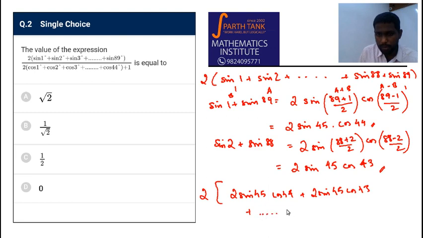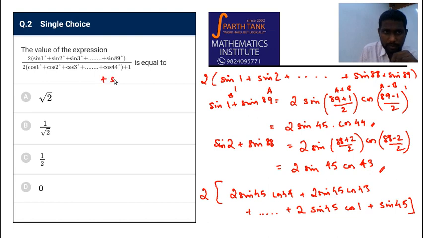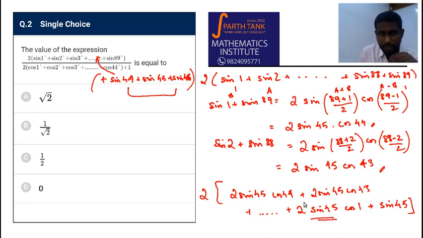Then you can go on till you get 2 sine 45 cos 1, that will be 44 and 46, and the next term will be just the 1 sine 45 that is left. Here in between, the middlemost terms will be sine 44, sine 45 and sine 46. 44 and 46 you combine, you will get this term, and this sine 45 alone remains, you keep it as sine 45. Now if you see, there is sine 45 common in all the terms.